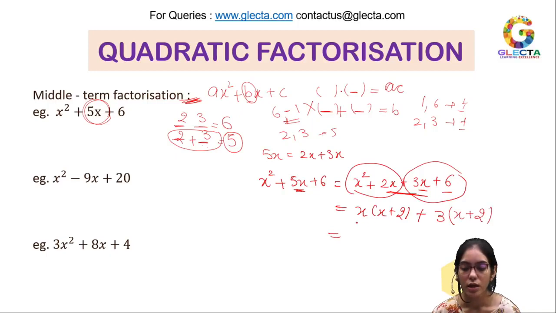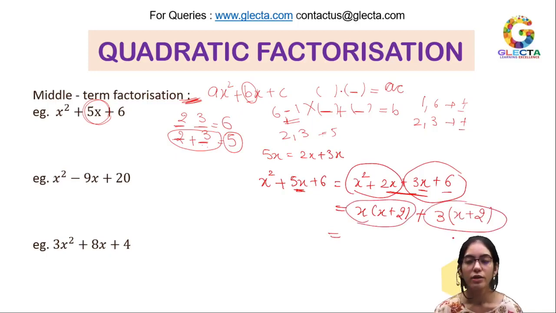Now we have two terms, this term and this term. What can we take out from both of these? We can take out x plus 2.